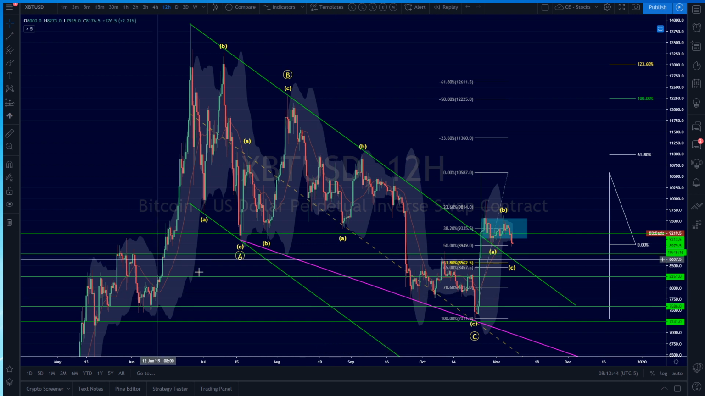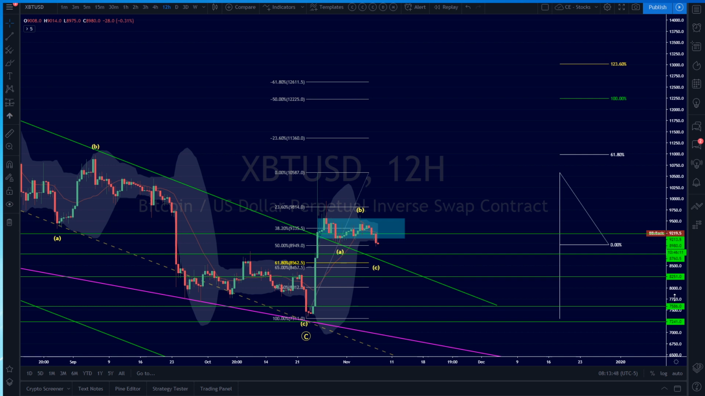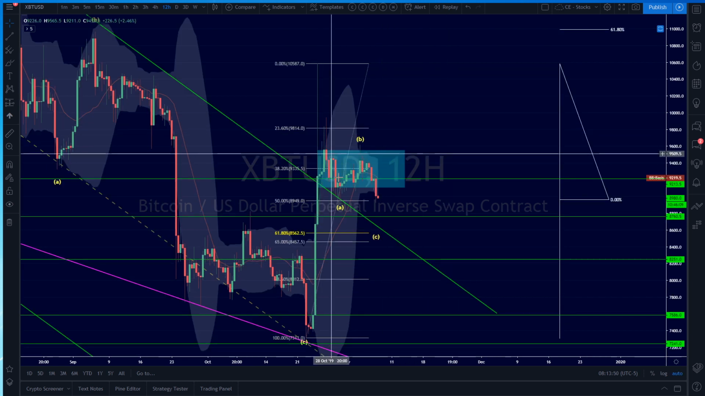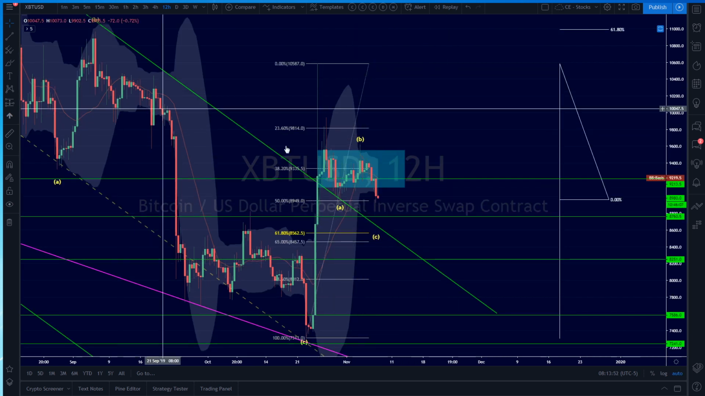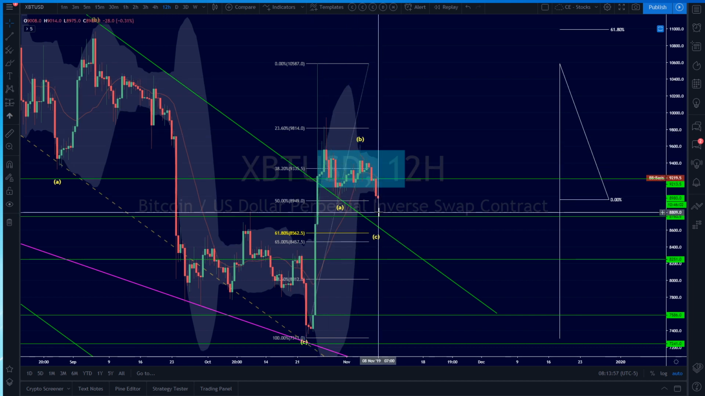So I'm going to zoom in on our current price action, and I want to talk a little bit about where that retracement target was likely going to be. I had projected this as an ABC type of correction. Based on where we are right now, it's pretty likely that we do go back down to 8,800.